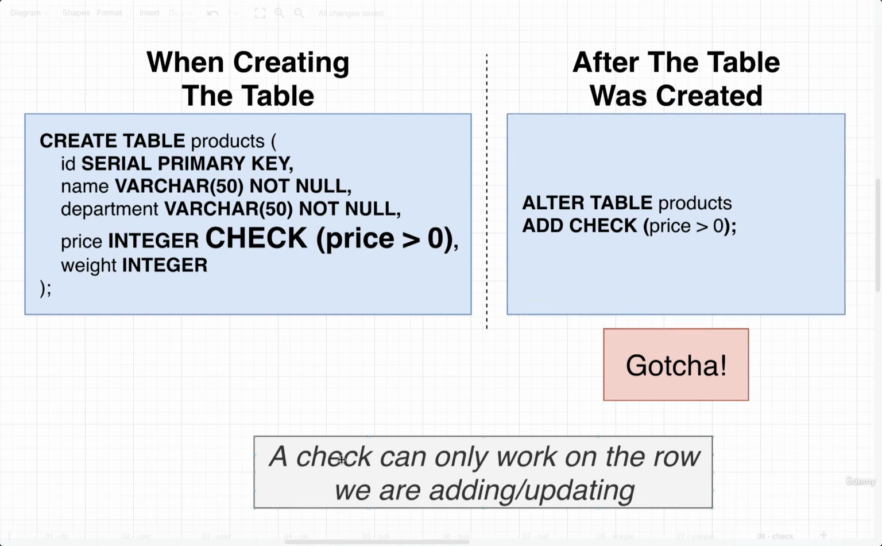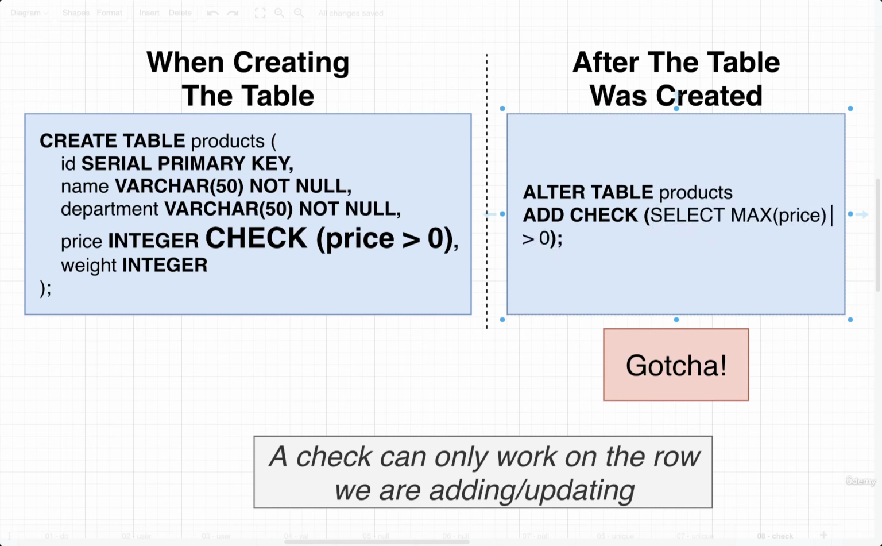The other thing I want to mention very quickly is that a check can only work by looking at columns on the row that we are trying to insert or update. So in other words, we cannot try to treat this like some kind of subquery right here. We could say, hey, select the max price from products or something like that. Not allowed. We are only allowed to work with columns inside the row that we are trying to update or insert.